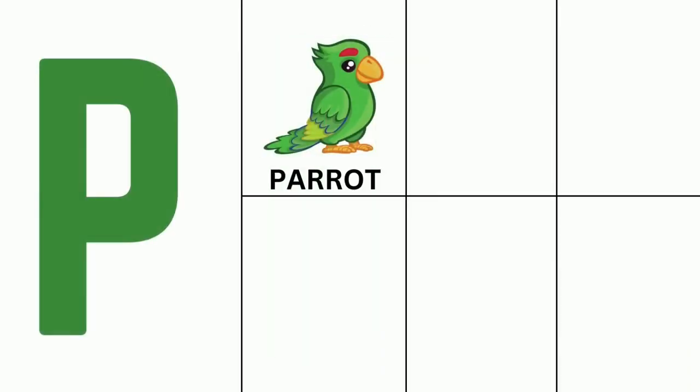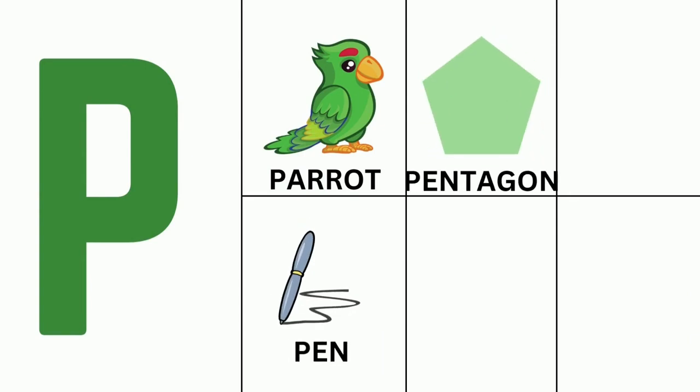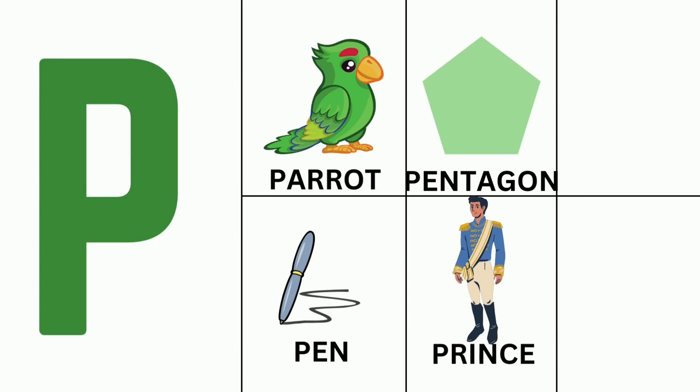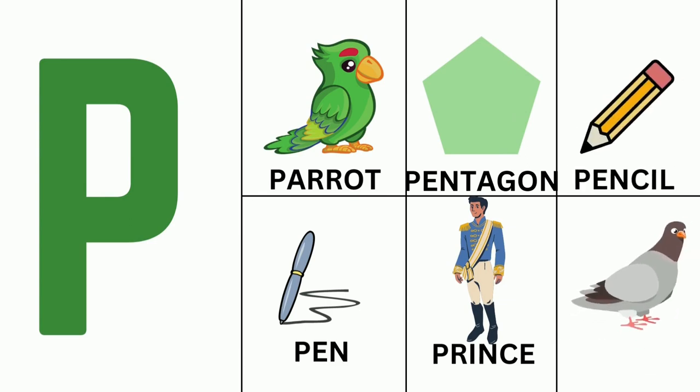P. Let's learn the word starts with P. P for parrot, P for pen, P for pentagon, P for prince, P for pencil, P for pigeon.